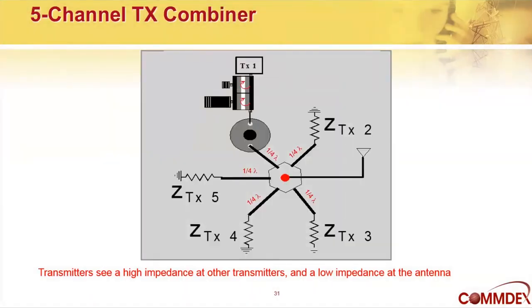So here is the same thing, but in a form of a 5-channel combiner. So we see that from the perspective of transmitter 1, we have a quarter wave cable from the cavity filter to the combining point. So that looks low impedance and continues low impedance out to the antenna. But when it looks at any of the other 4 transmitters, it sees a combined half wavelength of cable and therefore sees a high impedance. And it follows the path of least resistance out to the antenna and doesn't bother the other transmitters.